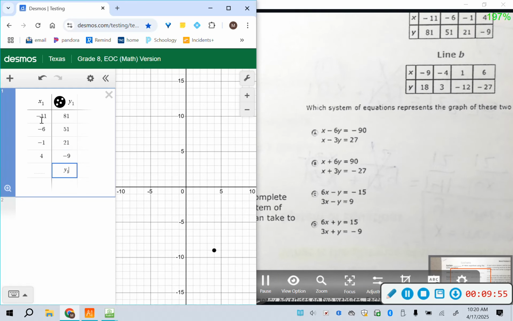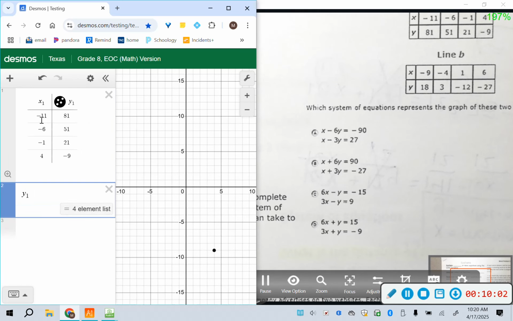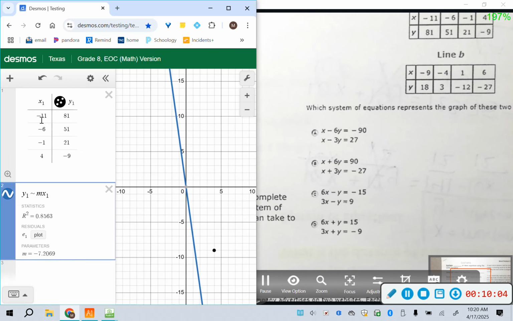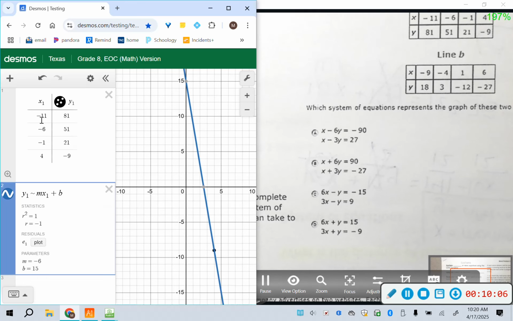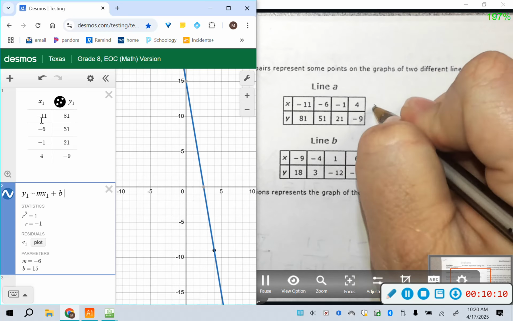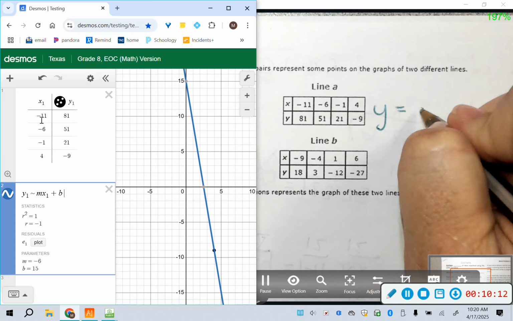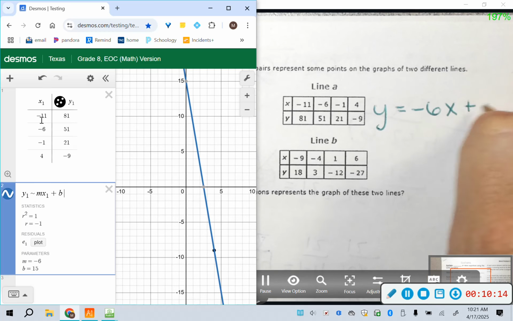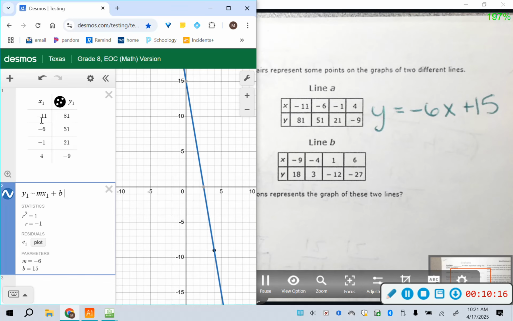So we're going to do our Y1 squiggle. And when we do Y1 squiggle, y'all, what am I doing? Y1 squiggle, yes. MX1 plus B. I get my equation. Now, my equation's in a different form, but it doesn't matter. So I know my equation is negative 6x plus 15. Everybody okay with that?